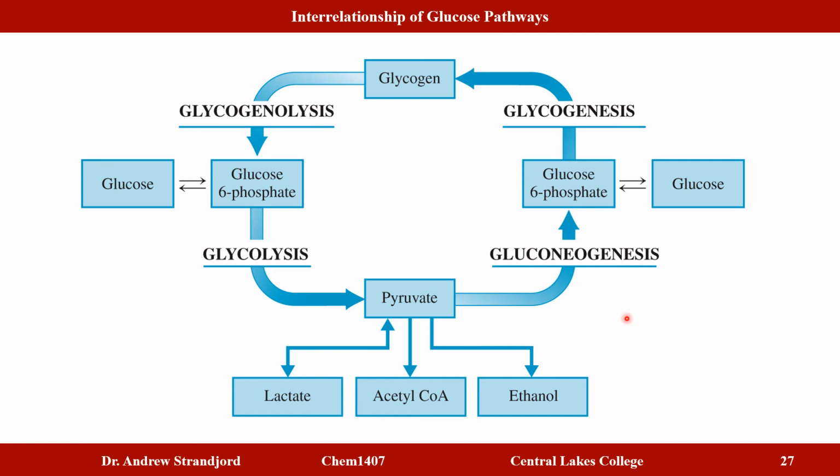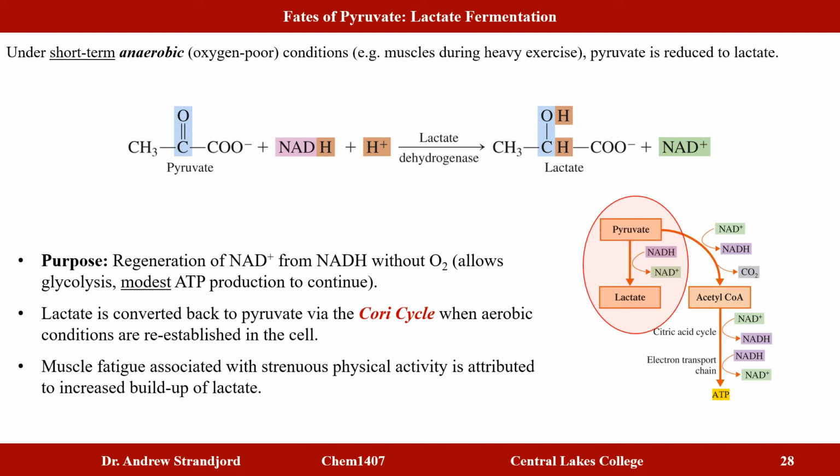Also, if you look at this diagram here, there are several other pathways that pyruvate can take. The one we've talked about a lot so far is to make acetyl-CoA, which can then enter into the citric acid cycle. Two other pathways which are reversible: pyruvate can go on to make lactate, or it can go on to make ethanol. Let's look at those two alternate pathways for pyruvate.